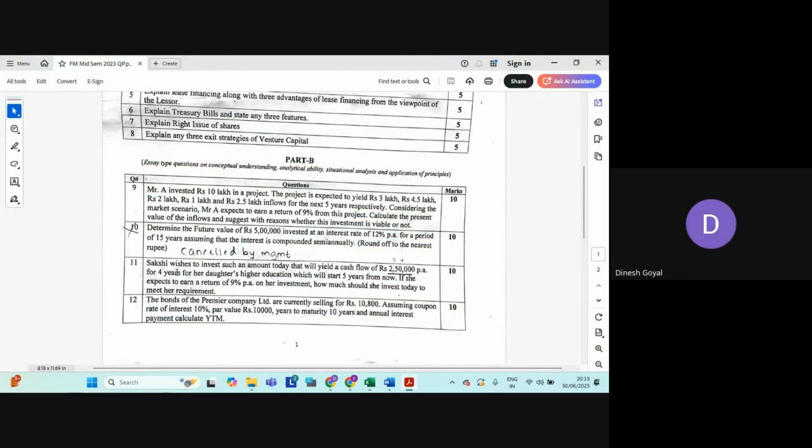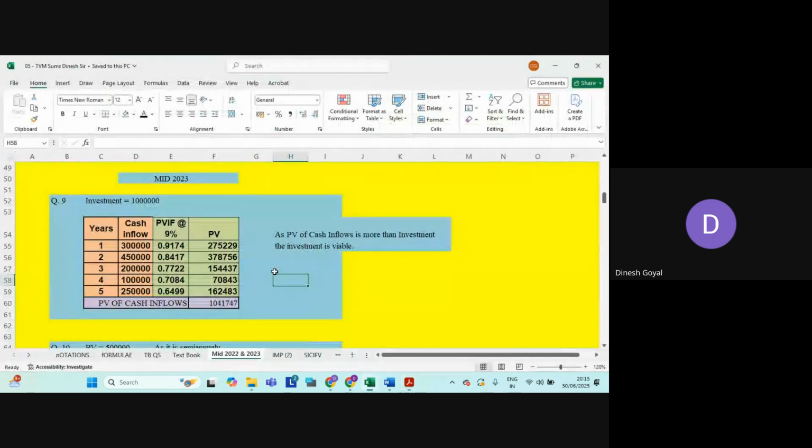जैसे यहाँ पे साक्षी wishes to invest such an amount today that will yield a cash flow of 2,50,000 per annum for 4 years for her daughter's higher education, which will start 5 years from now. If she expects to earn at 9%, so this is important. This is not a direct question. 2,50,000 per annum उसके daughters को चाहिए 4 साल तक, लेकिन वो आज से 5 साल बाद वो एन्युटी स्टार्ट होगा, तो आज उसको कितना अमाउंट इन्वेस्ट करना चाहिए?